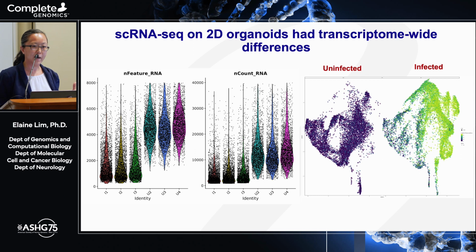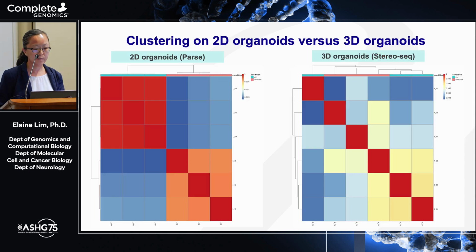Now, taking a step back, when we look at our 2D data that was generated using PASS Biosciences, and I should mention that both the PASS and the Stereo-seq data were sequenced on the DNB-seq sequencers. So when we look at the 2D organoid single-cell non-spatial data, we saw very clear transcriptome-wide differences, looking at the host transcripts on the left and the viral transcripts on the right. The infected and uninfected samples had massive transcriptome-wide differences in these 2D organoids.